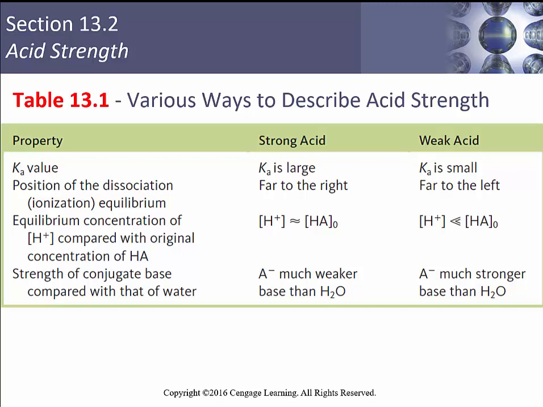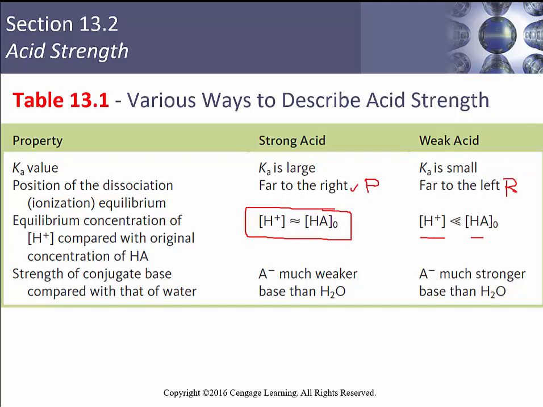You could think of it as the position of the ionization equilibrium. So if Ka is large, you're going to go far to the right, far to the products. In a weak acid, your equilibrium position is far to the left. It's going to favor your reactant side. You could look at the equilibrium concentration of H plus compared with the original concentration of HA. In a strong acid, your H plus concentration and your strong acid concentration are about the same. In a weak acid, your concentration of H plus is much, much less than that of your conjugate acid.